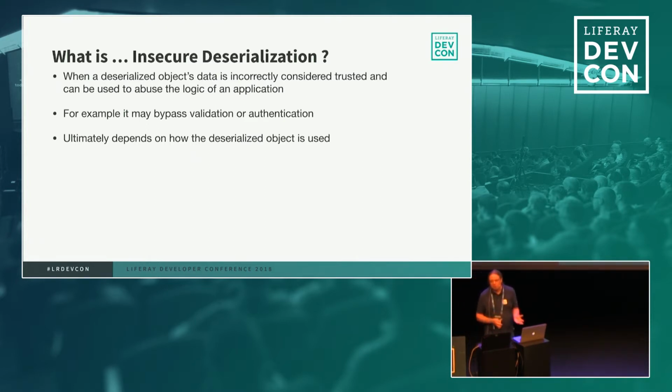Deserialization is the opposite of serialization, where you take the object state and serialize it to a byte stream so that it can be communicated to another process or even across the network. So we use it for staging, for example, in Liferay. And the vulnerability is when you deserialize this.